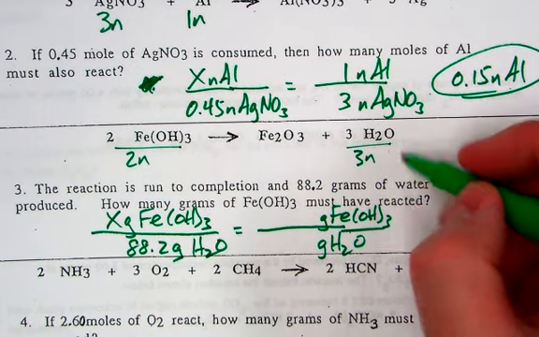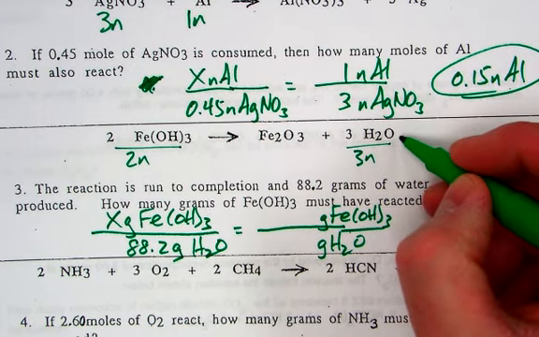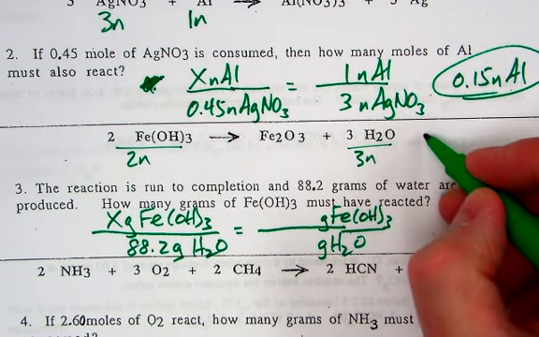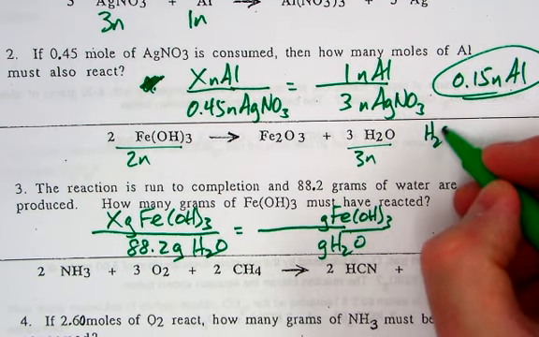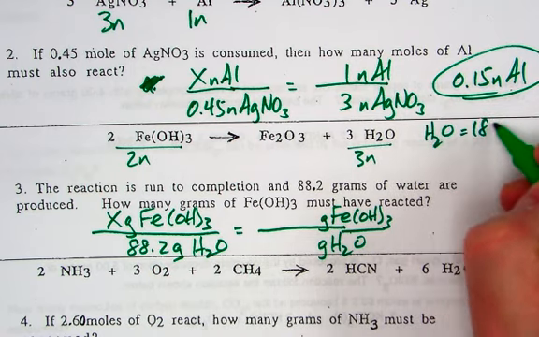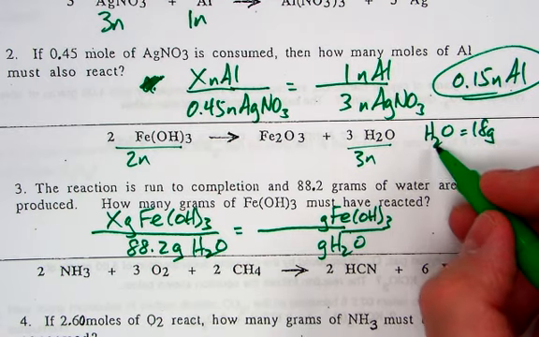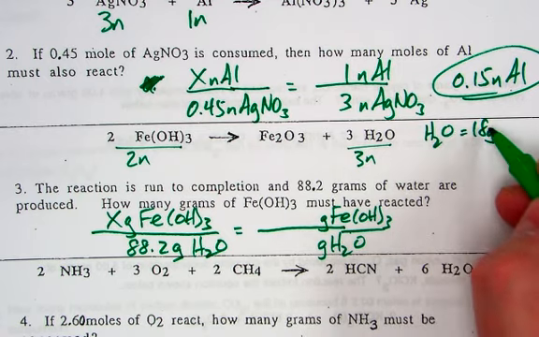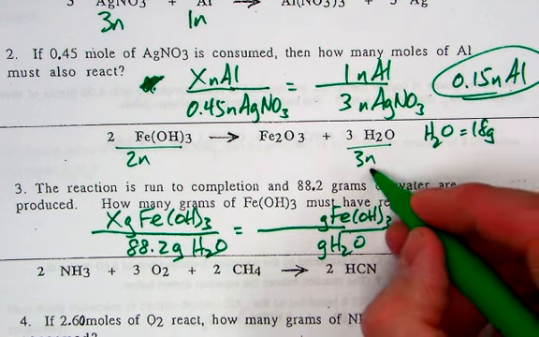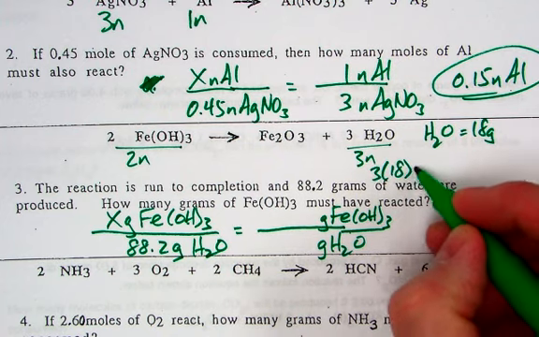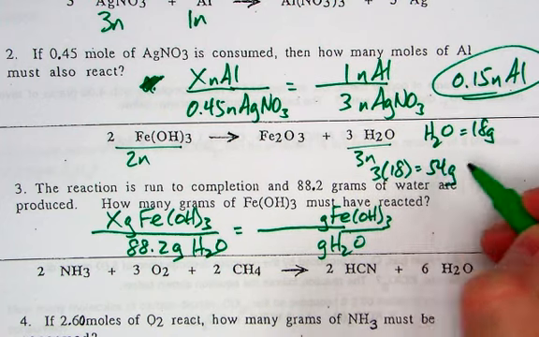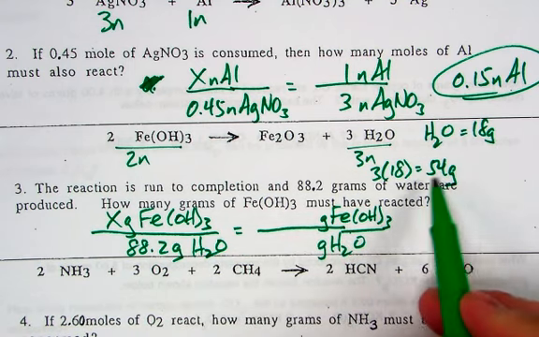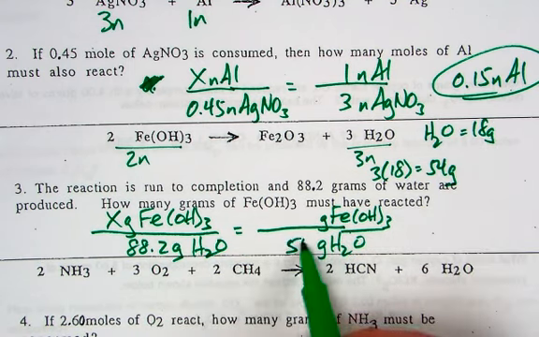So let's take the molar mass. Let's figure out how many grams 3 moles of water is equal to. H2O has a molar mass of 18 grams per mole: 2 from the hydrogens, and 16 from the oxygen. So 2 plus 16 is 18. Then you take 3 times 18, and that should equal 54. So we can take 54 grams of water and put it on the bottom.